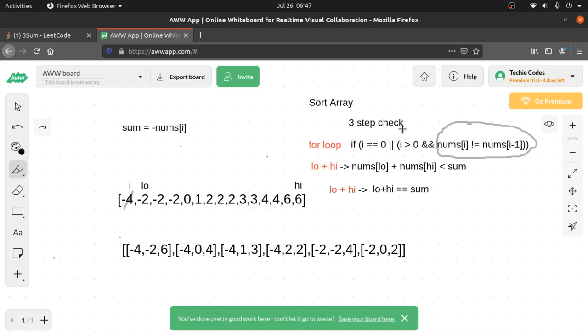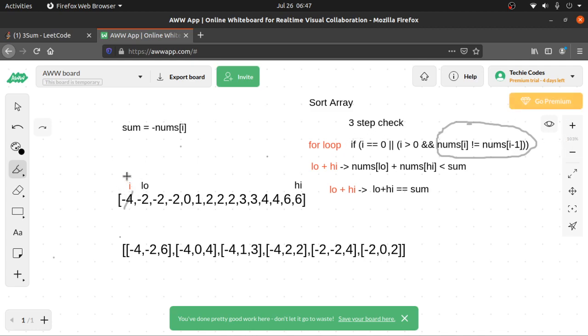We covered i greater than 0. Now we need to check i is 0 as well. So we have an or: either i is 0, or i is greater than 0 and nums of i is not equal to nums of i minus 1. So we need to check these two in the for loop.